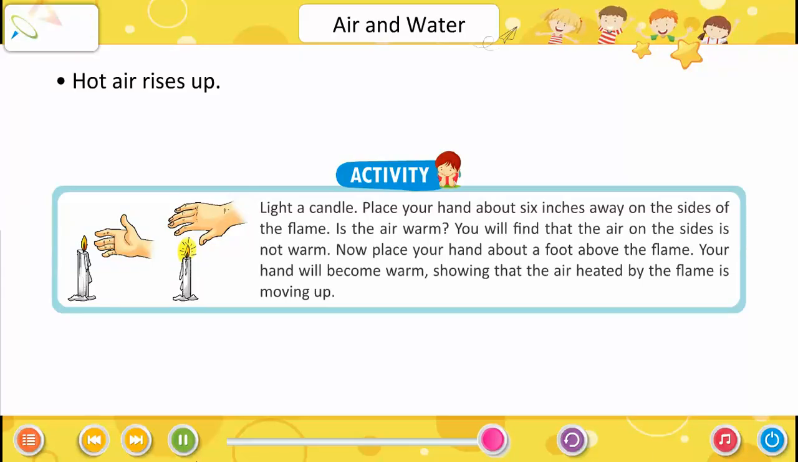Activity. Light a candle. Place your hand about 6 inches away on the sides of the flame. Is the air warm? You will find that the air on the sides is not warm. Now place your hand about a foot above the flame. Your hand will become warm, showing that the air heated by the flame is moving.